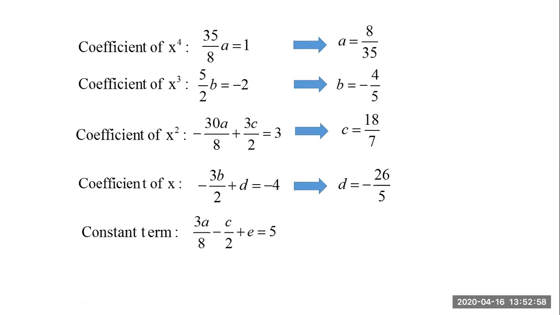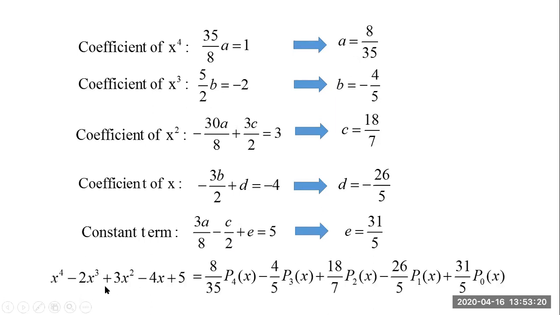And equating constant terms, the constant term in the right hand side is 3a by 8 minus c by 2 plus e. Left side is 5. Substitute a as 8 by 35 and c as 18 by 7. So we get e equal to 31 by 5. Then substitute these values in equation number 1. You get the given polynomial in terms of Legendre polynomials. So this is a method for expressing a given polynomial in terms of Legendre polynomials.